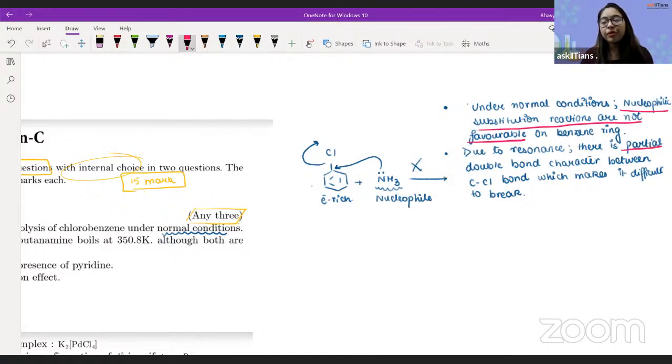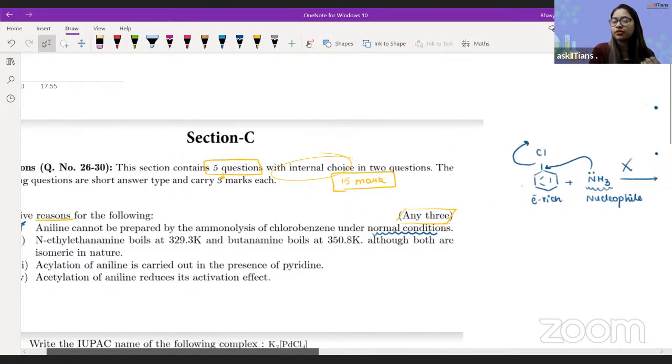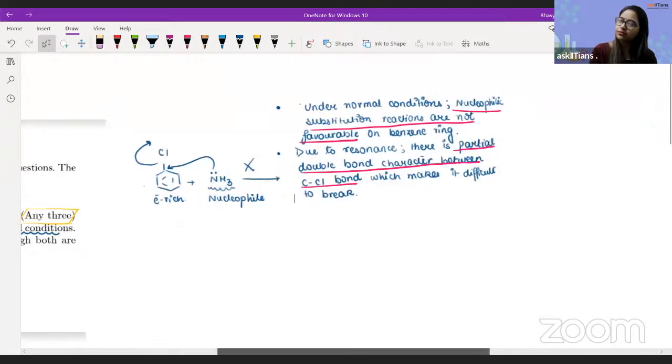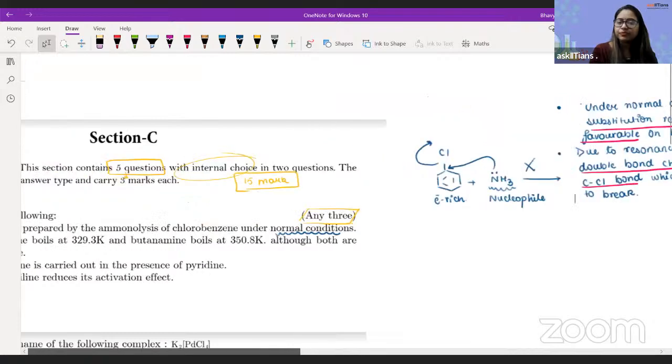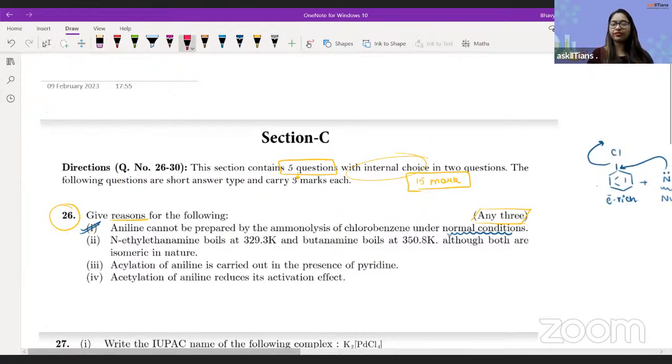Another important word is the partial double bond character. The moment the examiner sees these two important words, these two important points, they'll know that you know your answer. And then and there, you'll fetch 1 mark. Right? This is how I'll give the answer for the first.